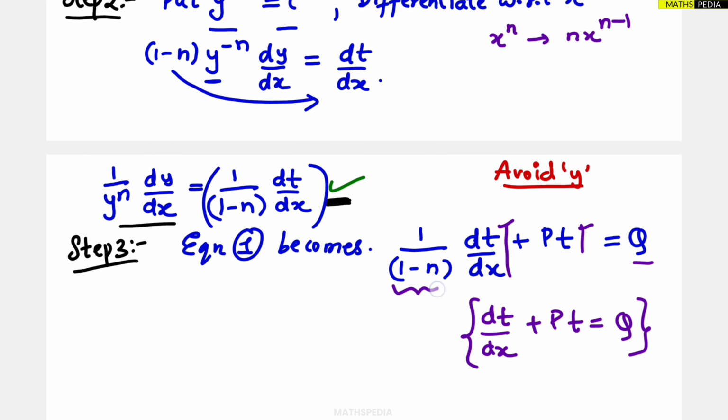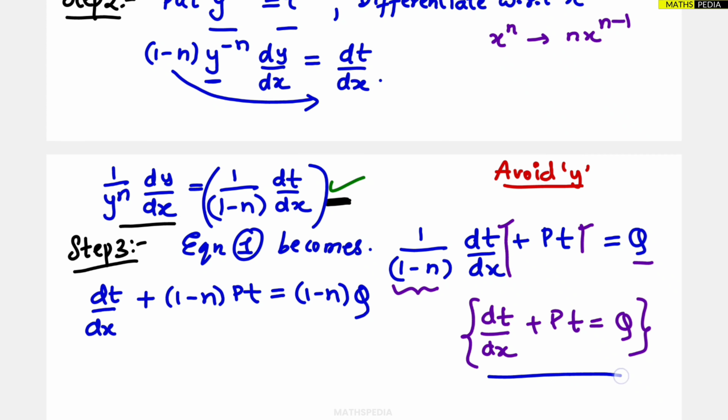So I am going to send this to that side, taking the LCM over here. The equation becomes dt by dx plus (1 minus n) P t is equal to (1 minus n) Q. Done. This part is done. Now it is exactly in this form: dt by dx plus Pt is there, equal to Q is also there.